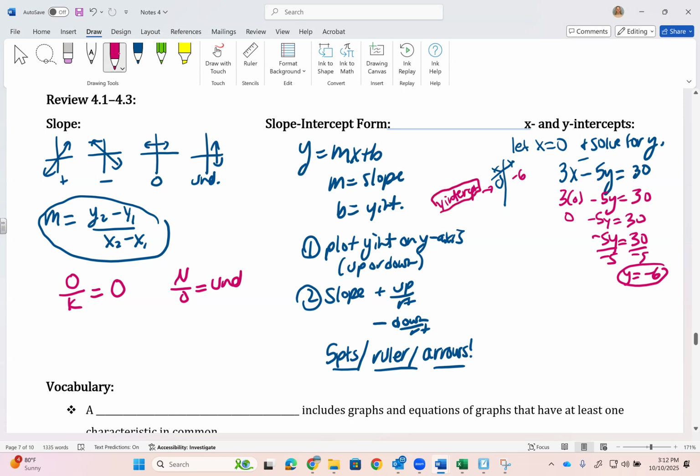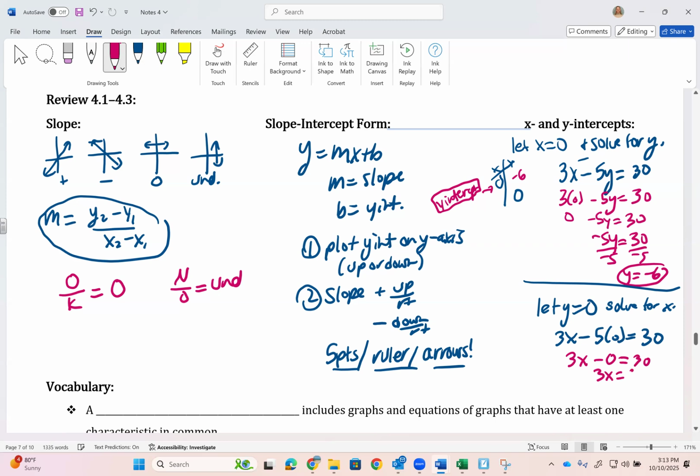How do you know it's the y-intercept? Because there's a number for y, but x is 0. To find the x-intercept, you're going to let y be 0 and solve for x. So we take the same equation, 3x minus 5 times y, which is 0, equals 30. And then we're going to solve this. We get 3x minus 0 equals 30. 3x equals 30. Divide by 3. x equals 10. So this is the x-intercept.